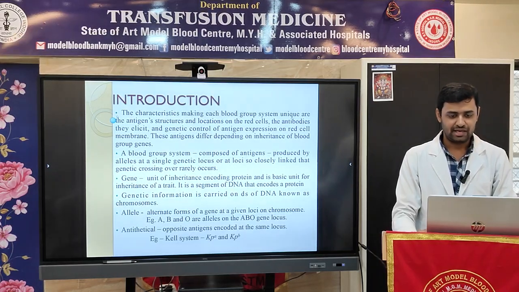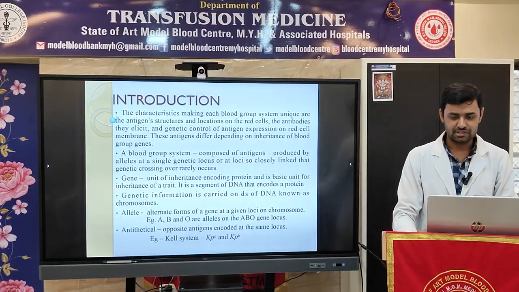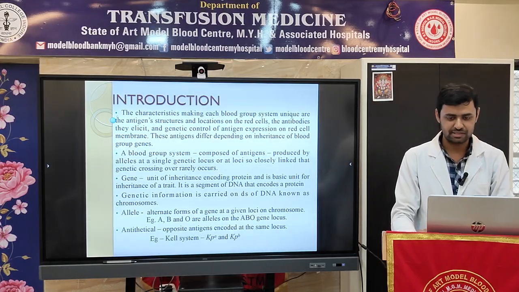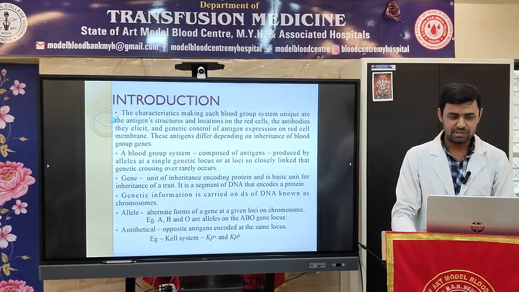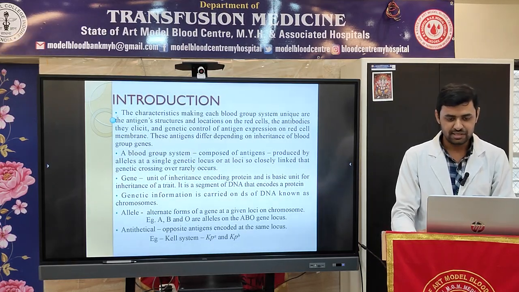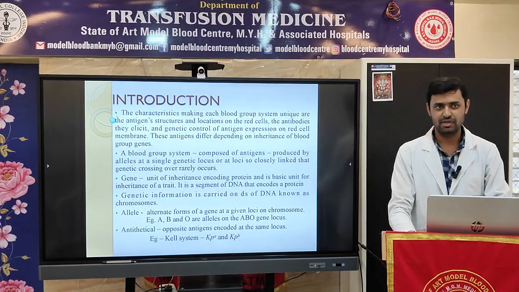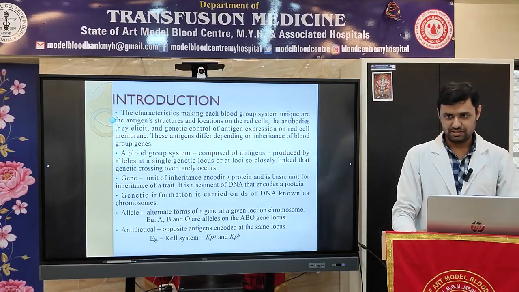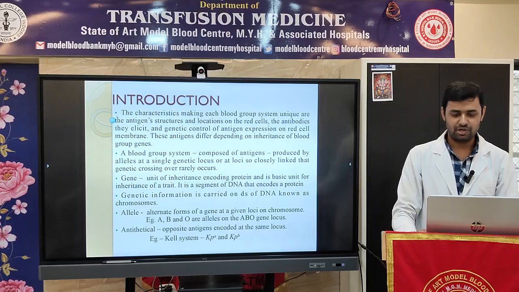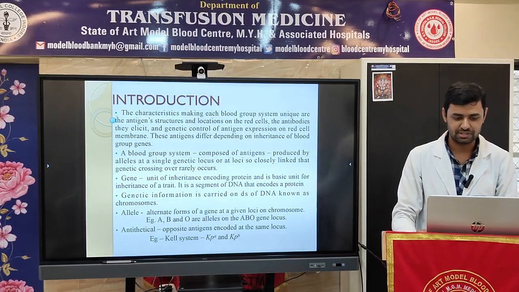Introduction. The characteristics making each blood group system unique are antigen structure and locations on the red cells, the antibodies they elicit, and last, the genetic control of antigen expression on red cell membrane. These antigens differ depending on the inheritance of the blood group genes. So, which gene is inherited, it will produce its protein, and that protein will generate its blood group system.